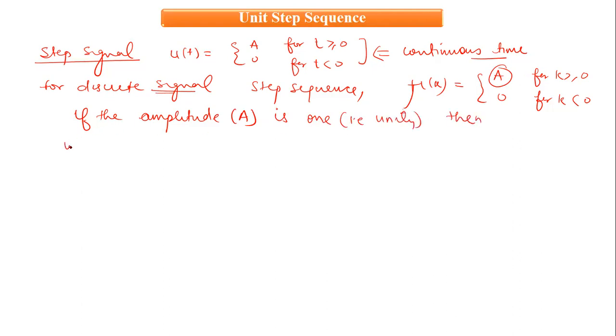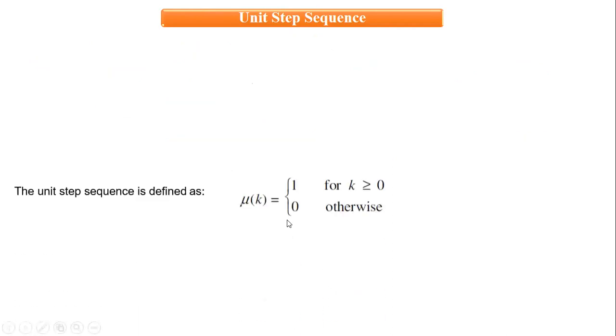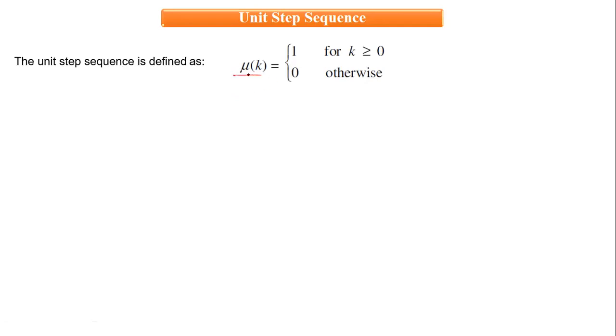then we call such a step sequence a unit step sequence, right? So let us see how it looks and how we express this type of sequence. A unit step sequence is represented by mu k equal to 1 for k greater than or equal to 0, that is for all samples greater than or equal to 0, otherwise, that is k less than 0, it is 0. The amplitude of the signal is 0 there. Otherwise it is 1. Because the amplitude is 1, we call it a unit step sequence, right?